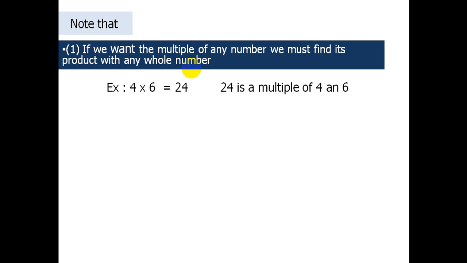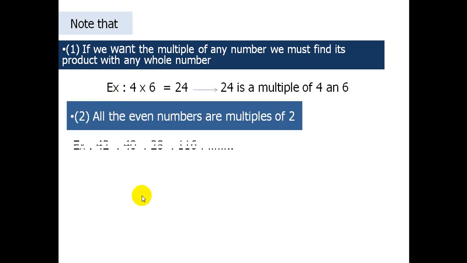Another. We can make 4 times 5. He asked me about the multiple of 4. So we can make 4 times 5, 4 times 7. 4 times 7 equals 28. So 28 is a multiple of 4 and 7. And so on. So if we want the multiple of any number, we must find its product with any whole number. So when we make 4 times 6 equals 24, the 24 is a multiple of 4, not only of 4 and 6.